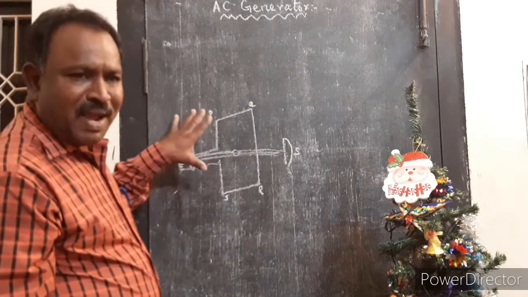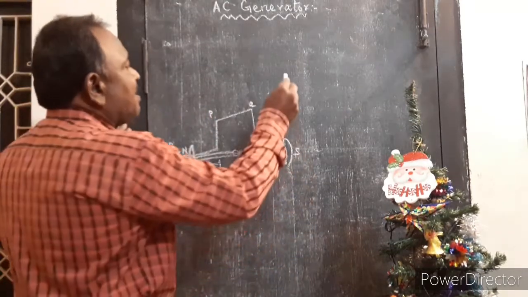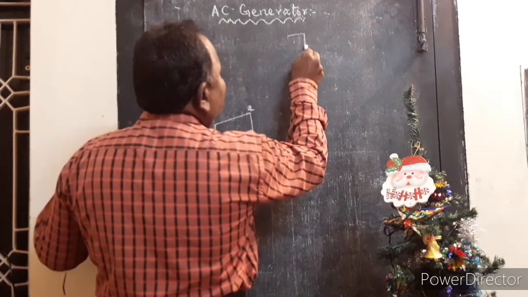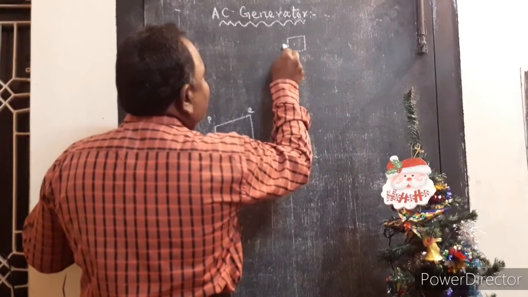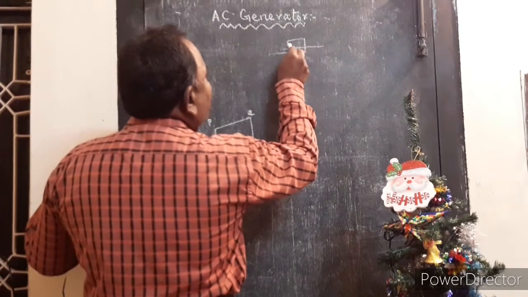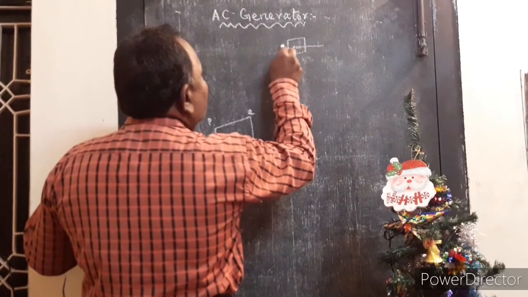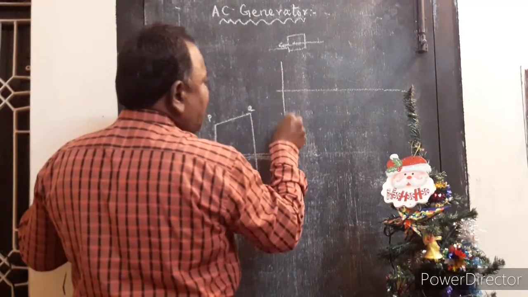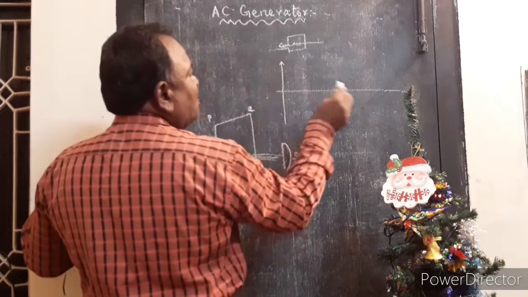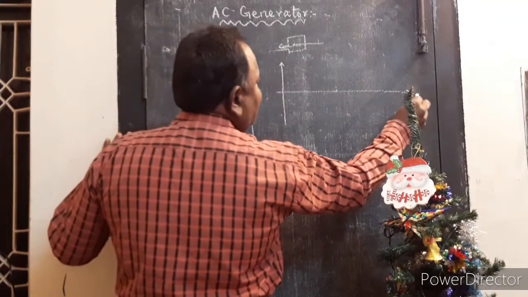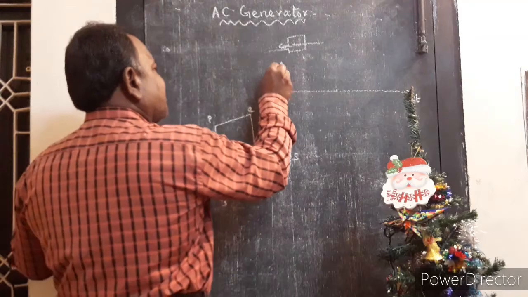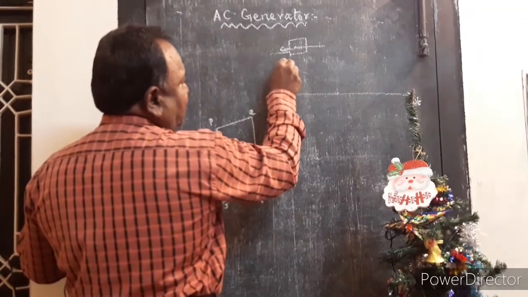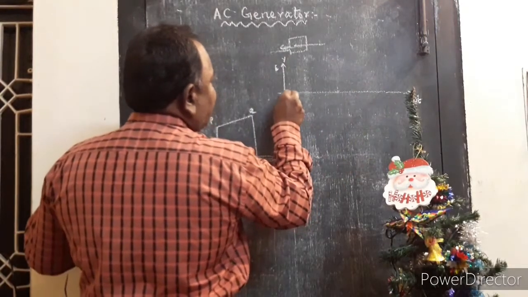As per electromagnetic induction, I have a single turn coil and the magnetic field is perpendicular to the coil. I am expressing the induced EMF graphically. The time angle is taken along the x-axis and the induced EMF is taken along the y-axis. So initially it is 0.